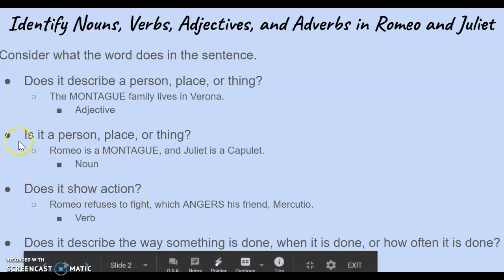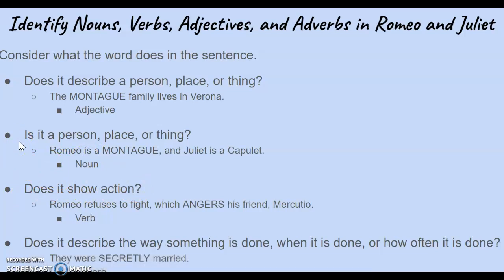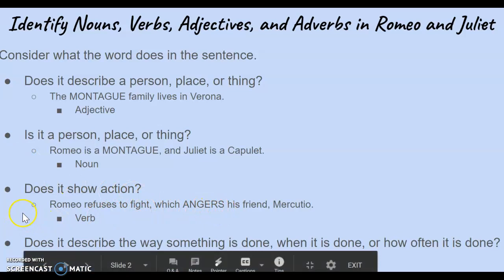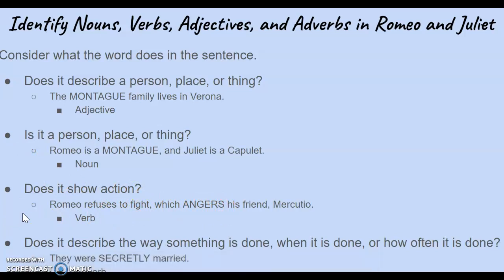Maybe the word that you're looking at in the sentence shows action. So Romeo refuses to fight, which angers his friend Mercutio. So here angers is in all caps. And that is a verb because it's something that someone or something can do, right? Here, Romeo angers his friend Mercutio, makes him angry. So it's a verb because he can do it.